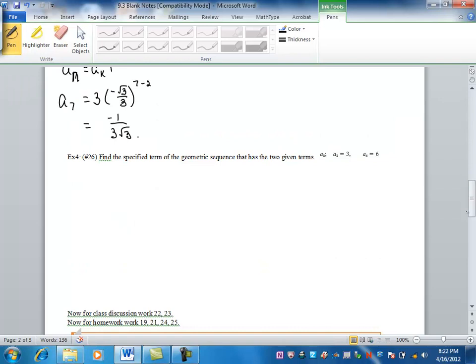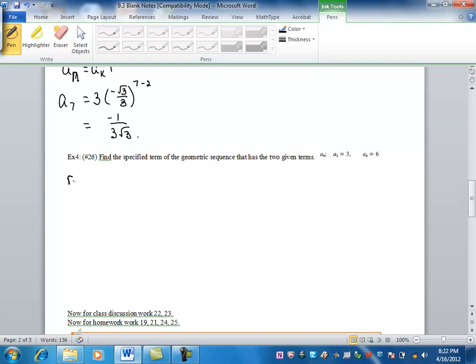Now we take a look at our next example. It says find the specified term of the geometric sequence where the second term is 3 and the fourth term is 6. And so we're going to want to find a sub 8 here. Well, let's see what we've got going on.